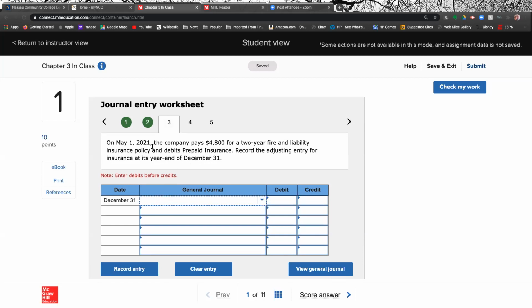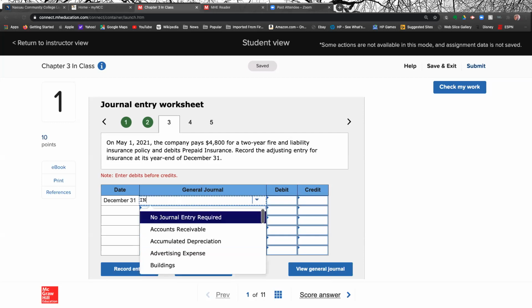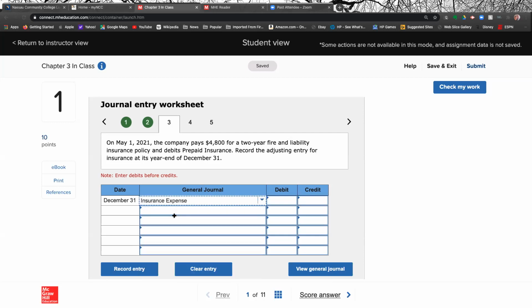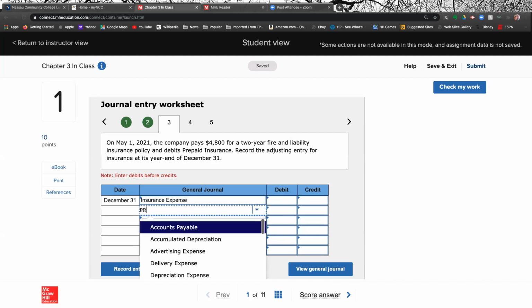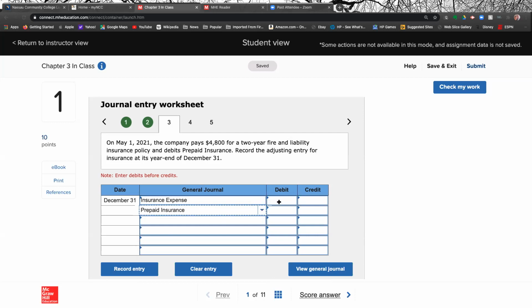So on May 1st, 2021, the company pays $4,800 for a 2-year fire and liability policy and debits prepaid insurance. Debit prepaid insurance, credit cash. That was on May 1st. It's now December 31st. Debit insurance expense, credit prepaid insurance. Now the amount.